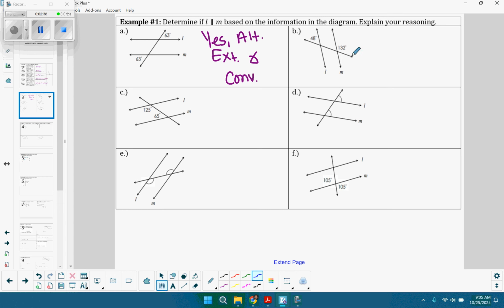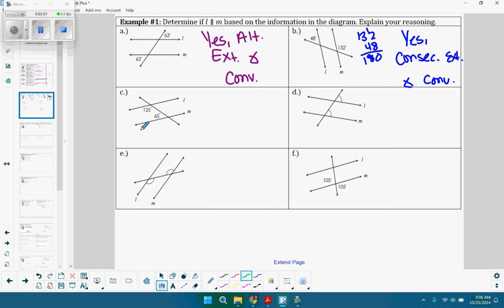In B, based on the location of these angles, these are consecutive exterior angles, which are supposed to be supplementary. So I'm going to check what 132 plus 48 add up to. Oops, forgot to carry my 180. It does work. So these are in fact supplementary, so this would be yes by the consecutive exterior angle converse.